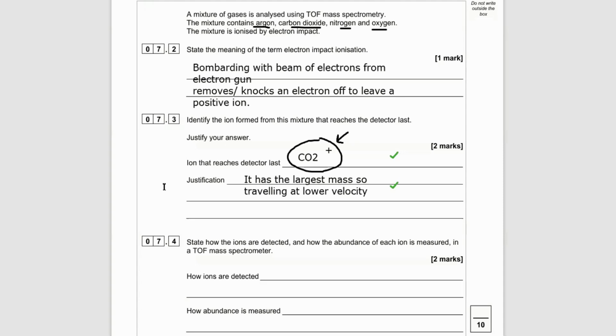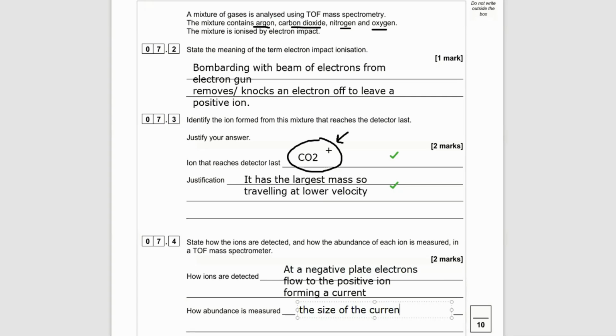7.4, state how the ions are detected and how the abundance of each ion is measured in the TOF mass spectrometer. So the ions are detected at what we call the negative plate. It's a negatively charged detector plate. As the ion approaches the plate, a stream of electrons, a stream of negative charge, a current, will move from the negative detector plate into the positive ion.